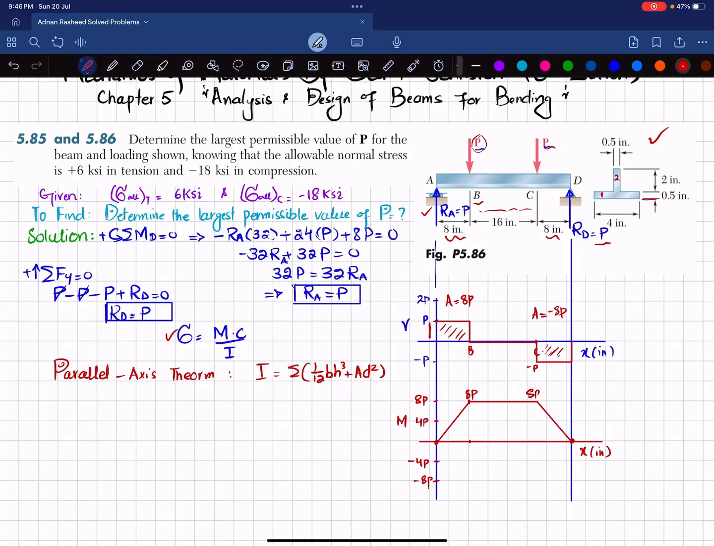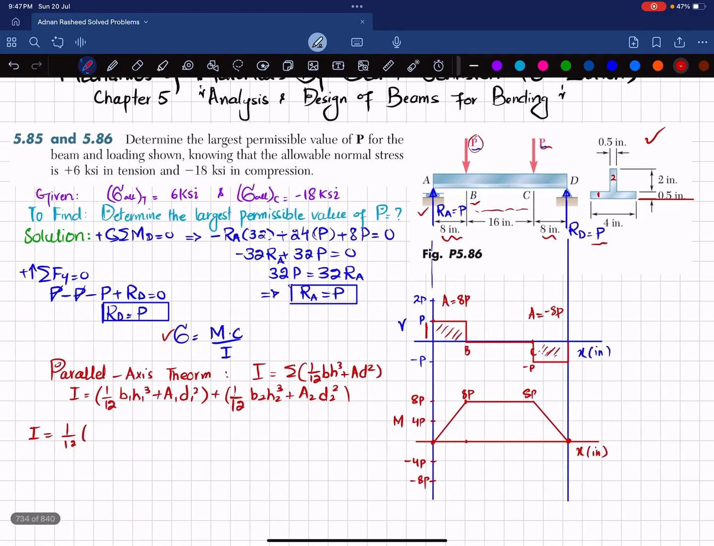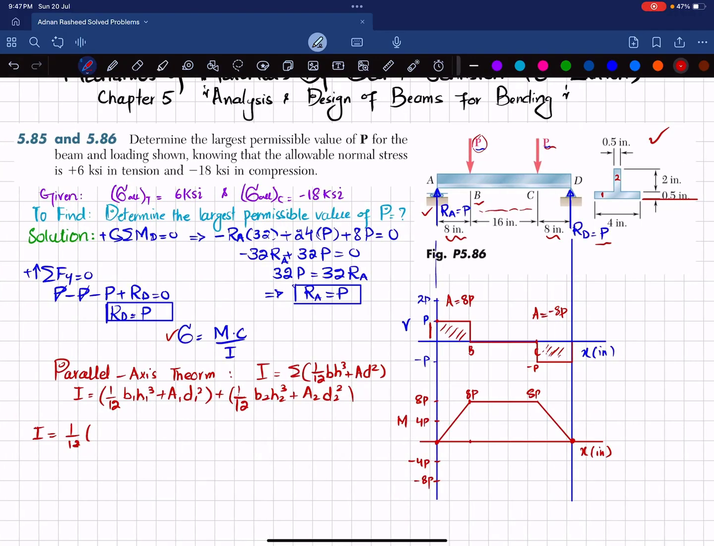So if I take this horizontal line as a reference line, and elaborate this formula, it will be equal to 1 over 12 B1 H1 cube plus A1 D1 square, plus for member 2, 1 over 12 B2 H2 cube plus A2 D2 square. We will see in a while. For this first member, you can see that breadth is 4 and height is 0.5. So I can write I is equal to 1 over 12, B is 4 and height is 0.5 cube.